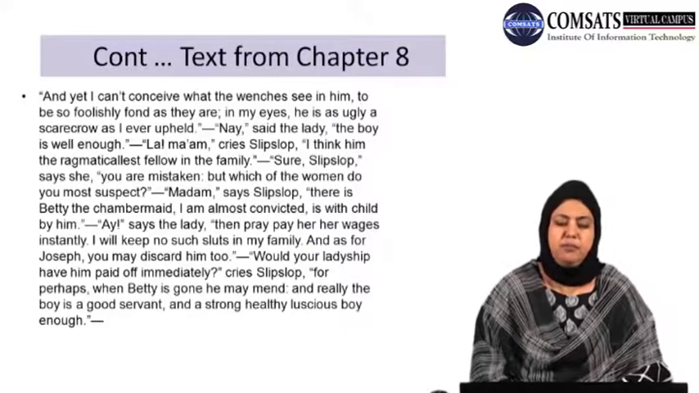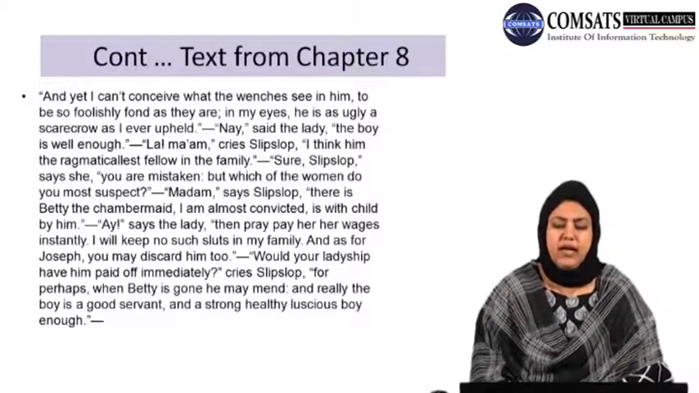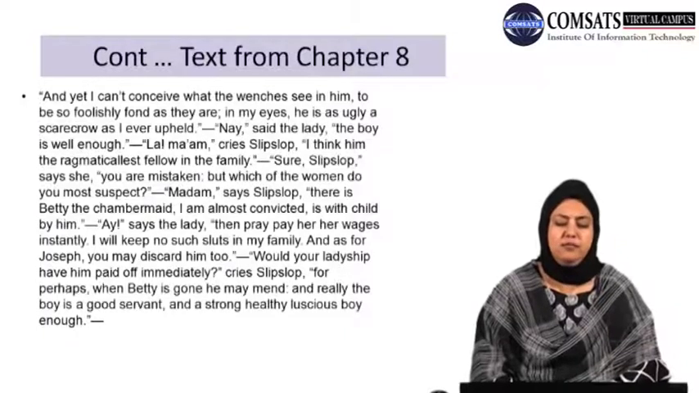"Would your ladyship have him paid off immediately?" cries Slipslop, "for perhaps when Betty is gone he may mend, and really the boy is a good servant and a strong, healthy, luscious boy enough."